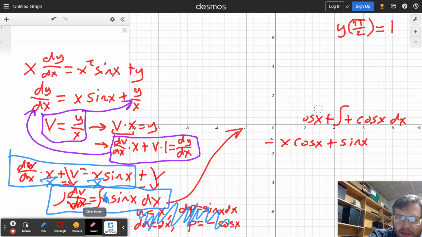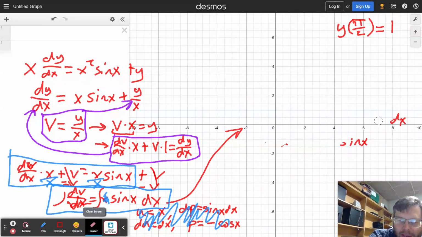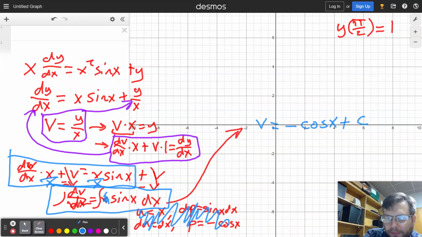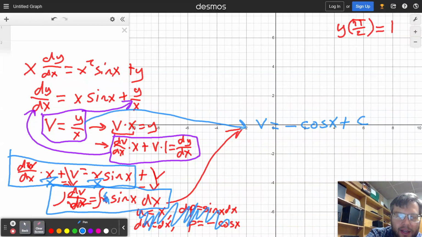It's actually a little easier than I thought. I mean, if we had an extra x, we can still handle it. We're not afraid of integration by parts, but it's actually a little easier than that. Antiderivative of sine is just negative cosine. So we have v equals negative cosine x plus c. And then remembering that v was defined to be y over x, y over x is negative cosine x plus c.